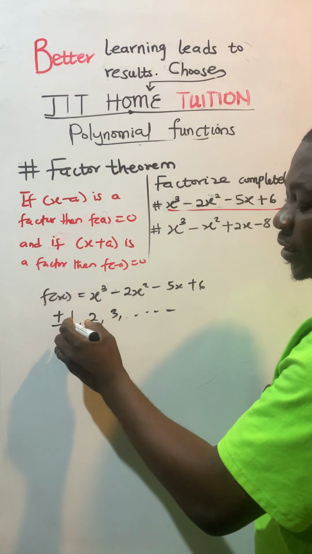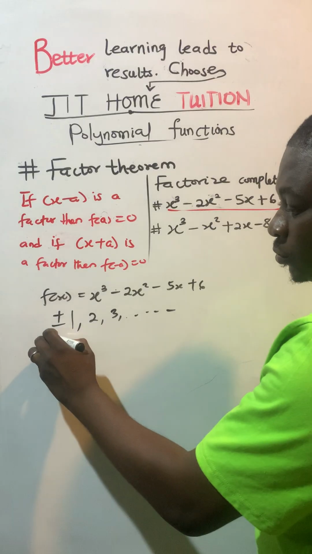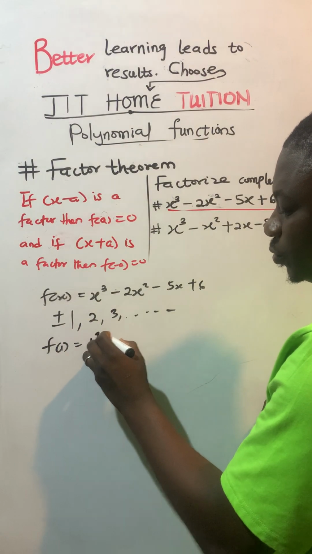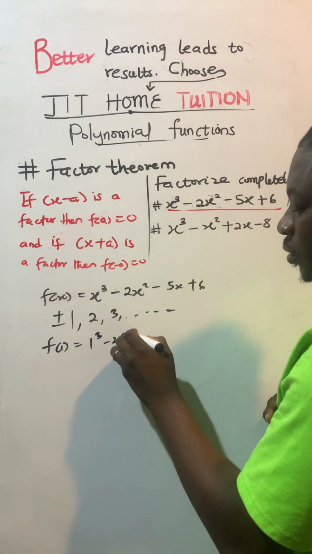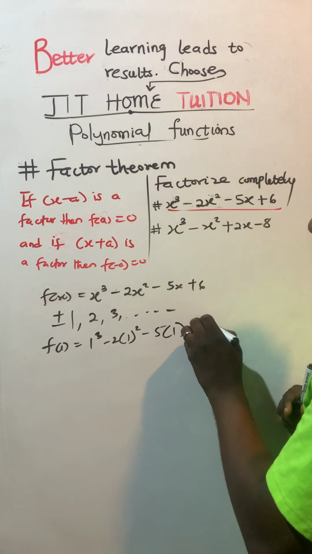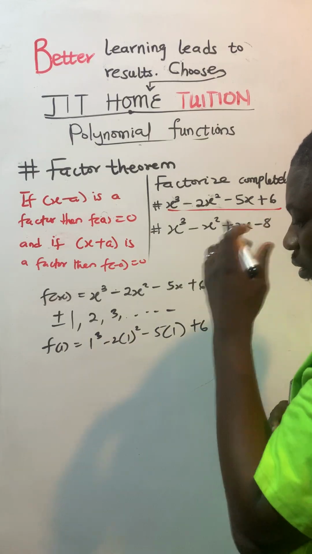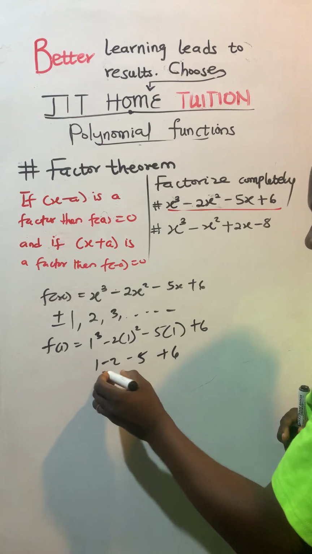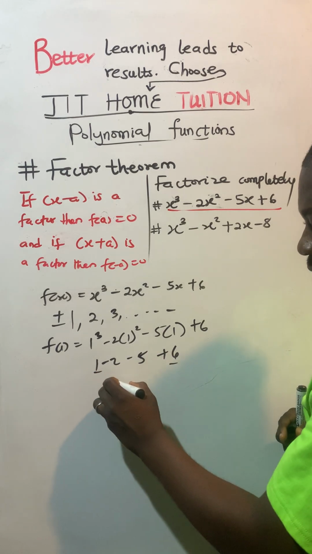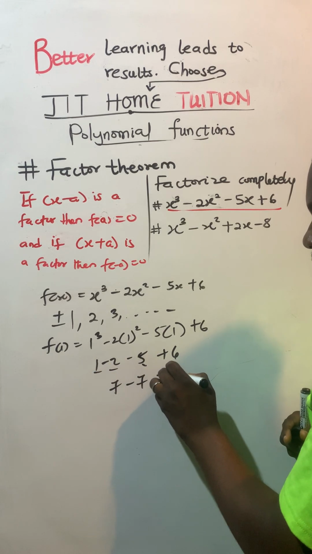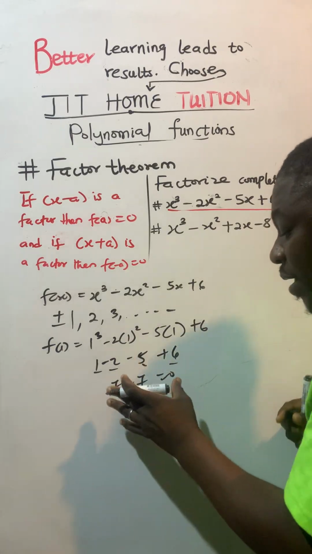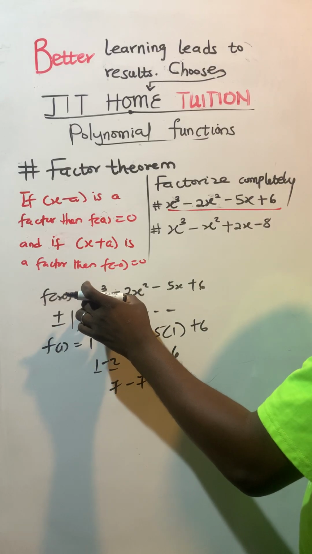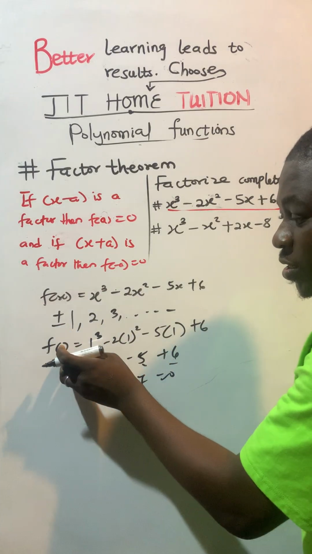So in this case, you can test with positive 1, okay? 1 here, that will be 1 cubed. Then you come to this side, 2 times 1 squared, and you have minus 5 times 1 plus 6. So here is 1, here will be 2, so 1 minus 2, here will give you negative 5 plus 6. When you put this one and that together, that will give you 0. So that means that what really makes this function equal to 0 is 1.